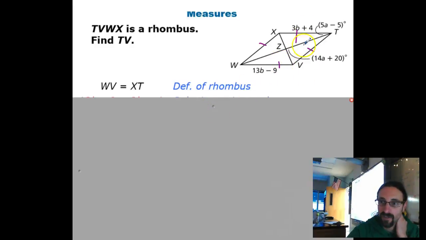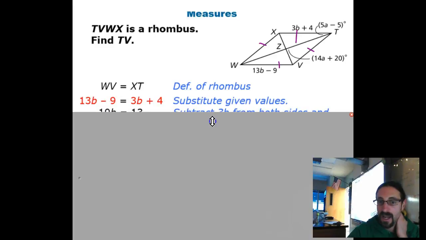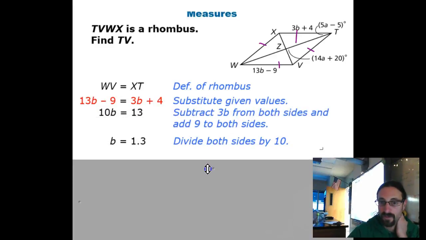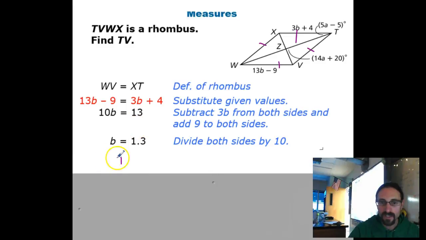Once you recognize that all four sides are the same, you can go ahead and set up and solve. All right, when you substitute b into 13b minus 9, you get TV, or any side, is equal to 7.9.